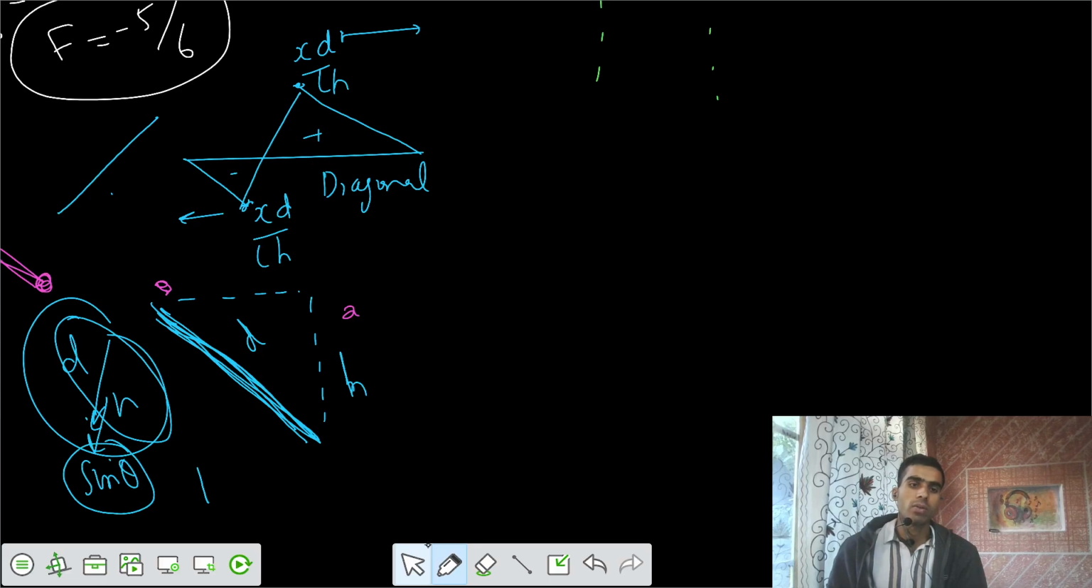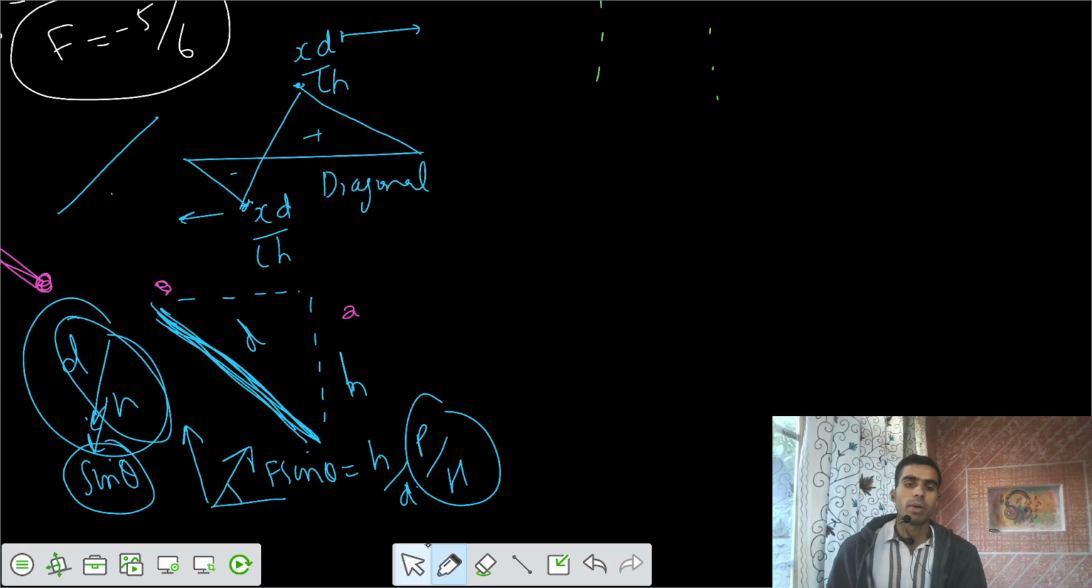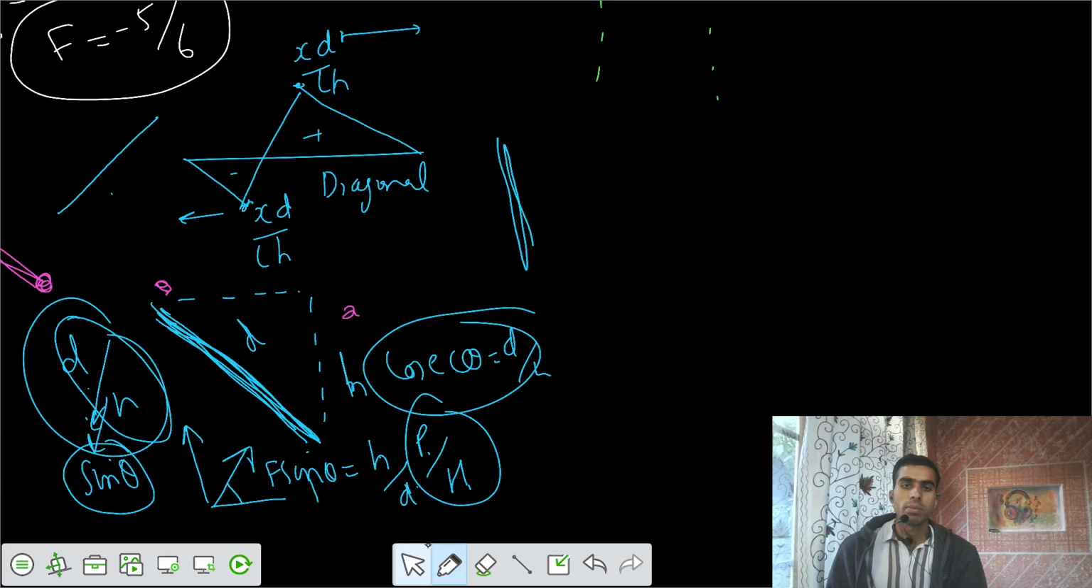We are trying to resolve that force along the y direction, and the diagonal member is having some component F sine theta, and because of that we have some h by d, height by hypotenuse. From that we got d by h, cosecant theta equals d by h. But if the member is itself vertical, you don't have to multiply this factor of d by h.